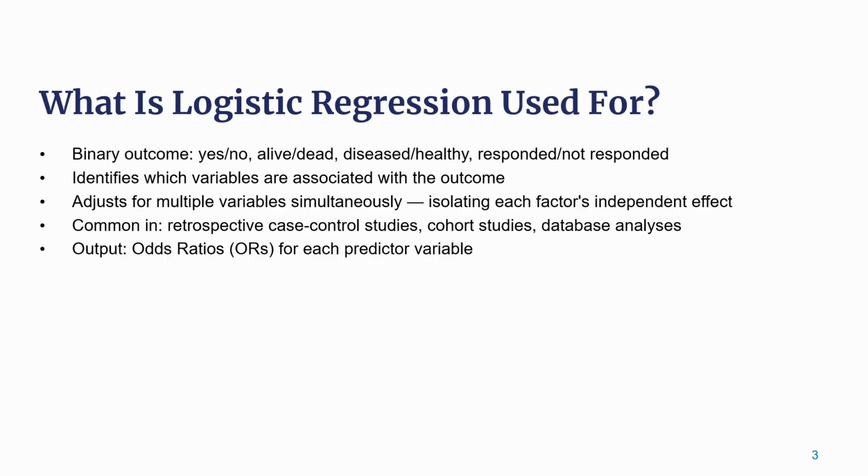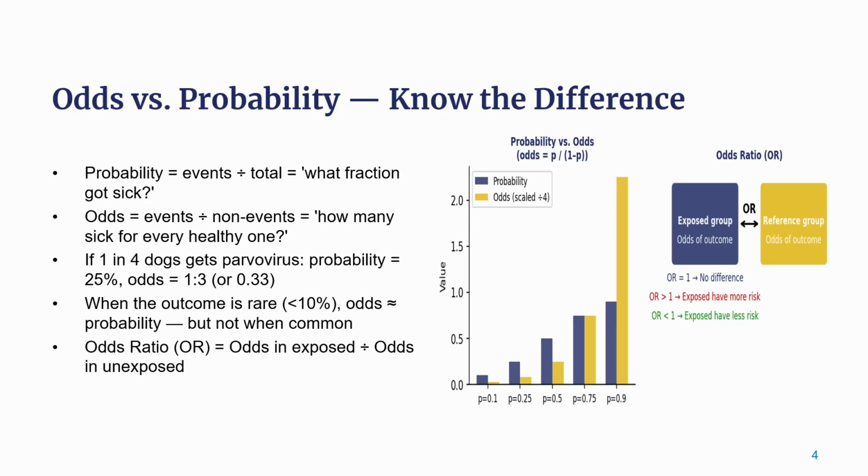Let's make sure we understand what an odds ratio actually means. The odds ratio trips people up because we're not used to thinking in odds in clinical medicine. We think in probability. Let's make it concrete. If 1 in 4 dogs exposed to parvovirus gets infected, probability equals 25%. Odds are 1 to 3. For every infected dog, there are 3 that didn't get infected.